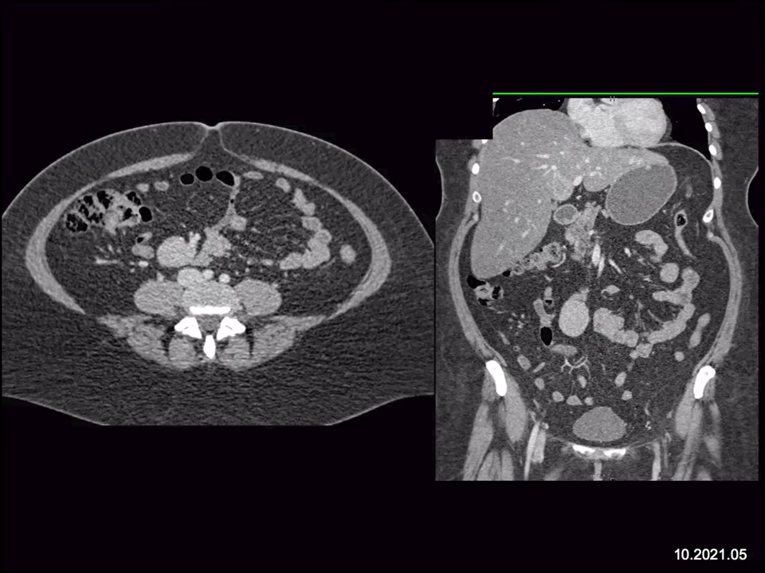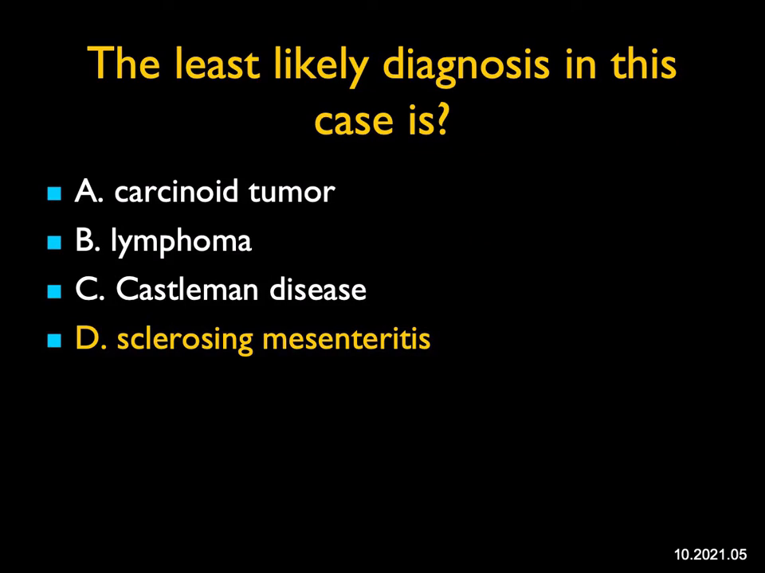So when I ask you what's the least likely diagnosis, you could think about carcinoid because of the lack of desmoplastic reaction. But because sclerosing mesenteritis is not typically so smooth and more commonly has calcification than even carcinoid, I would say sclerosing mesenteritis is the least likely diagnosis in this case. But it's a tough fight between that and a carcinoid tumor.